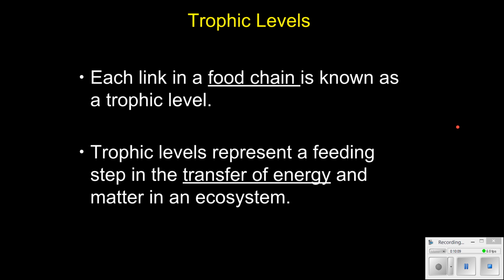Last thing we're going to look at here are trophic levels, and this is probably the most important thing to note from this section of the unit. Trophic levels represent feeding relationships and the transfer of energy. So within an ecosystem, each link in a food chain is going to represent a trophic level. And knowing that is really important because each trophic level is going to be a different size for a specific reason. Okay.